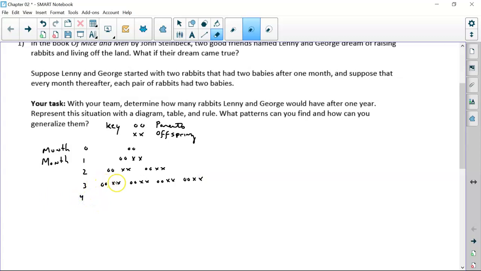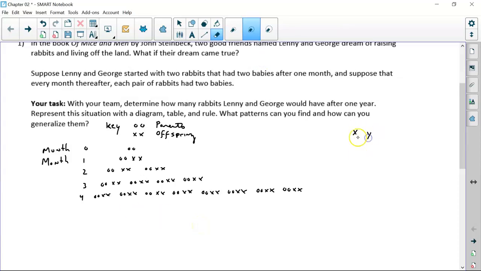Month 4, you can see we have 1, 2, 3, 4, 5, 6, 7, 8 sets of parent rabbits, and those 8 are going to have their own offspring. Now, that's 1, 2, 3, 4, 5, 6, 7, 8, 9, 10, 11, 12, 13, 14, 15, 16 sets of now parent rabbits having offspring. So we're going to have a whole lot of rabbits. Now, I'm not even going to bother trying to draw the next ones.